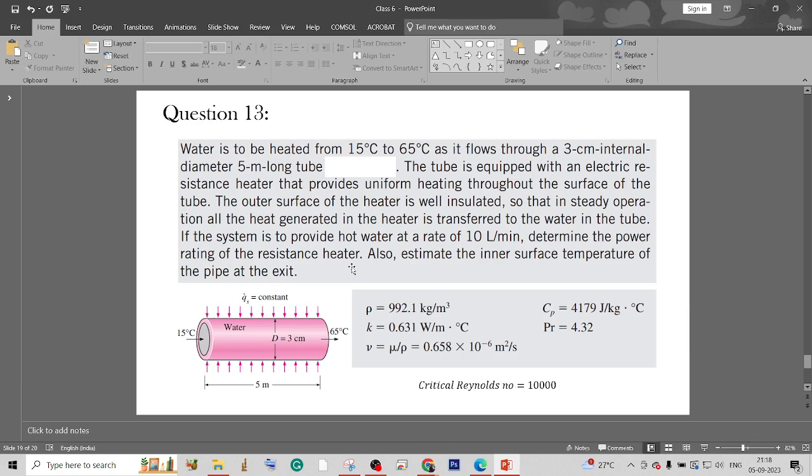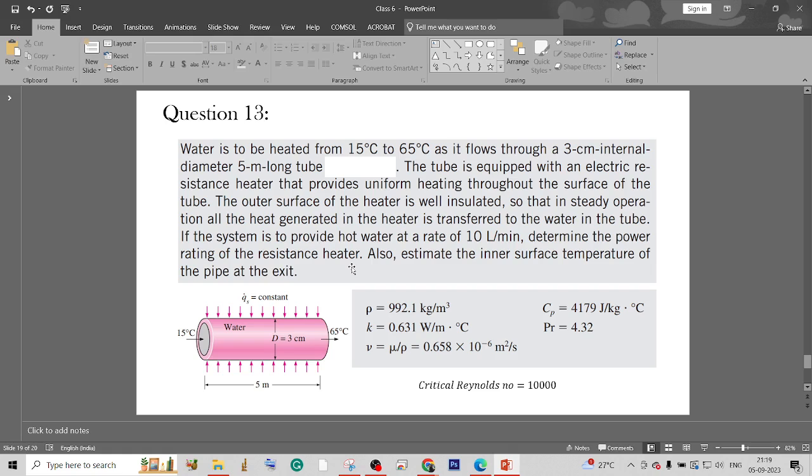That will be the heat generated and transferred by the resistance heater, because that is the only thing transferring heat. There is no opposite direction, no transfer of heat from the heater to outside; there is only inside transfer. So this heat transfer rate will be equal to the power rating of the resistance heater, correct? Okay, that is done with the first part.